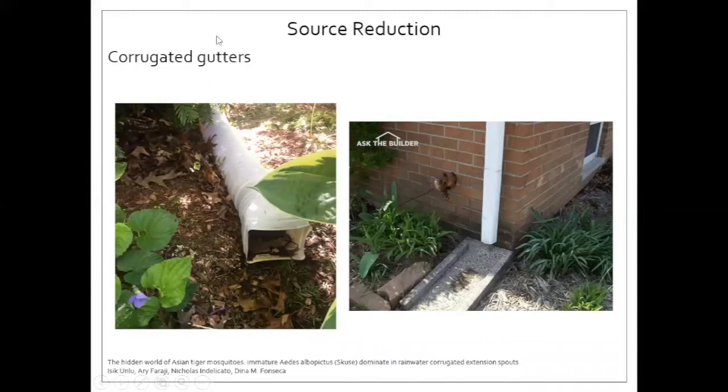So one of the things you can do is remove these corrugated gutter systems and replace them with the image on the right, where the water just kind of flows down and hits this tray where the water is evenly distributed.